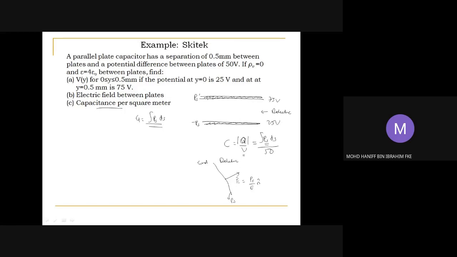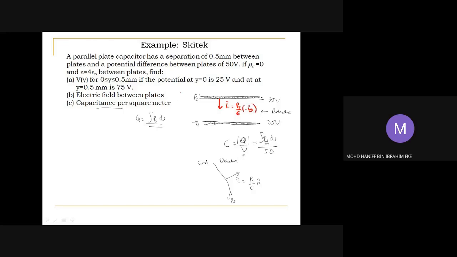So if we base on these conditions, we can apply these ideas at the boundary between the conductor and the dielectrics, whereby we assume on the top plate here, your electric field will be in this direction, away from the conductor plates, and that E field should be equal to rho s over epsilon in the direction of negative y.